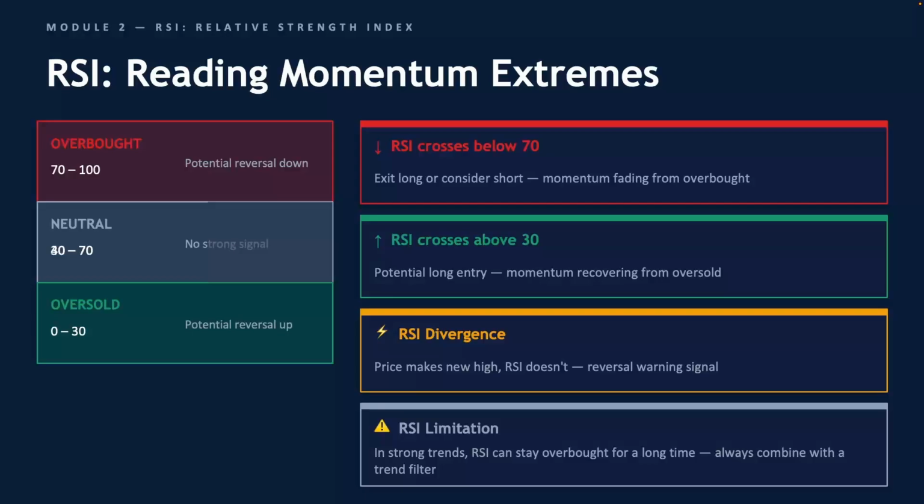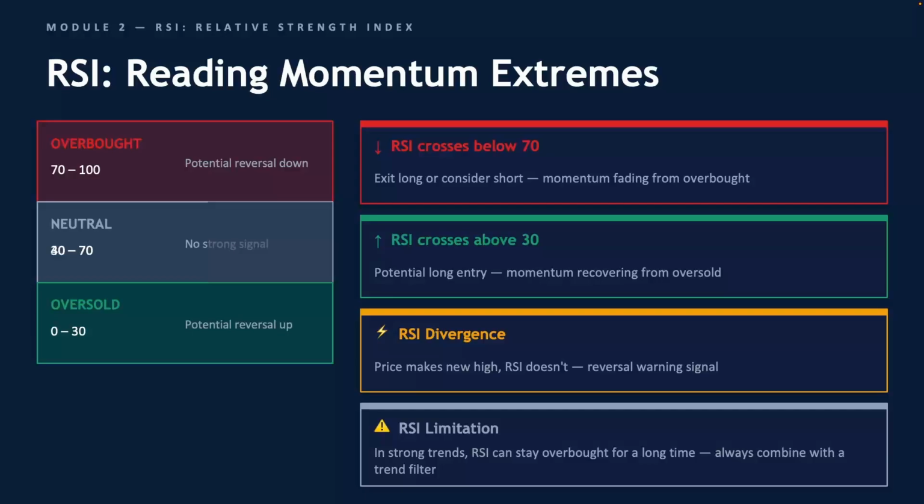The classic quant rule is simple. When RSI drops below 30 and then crosses back above it, buy. When RSI rises above 70 and then crosses back below it, sell or short. This is a mean reversion signal. It bets that extreme moves will reverse.